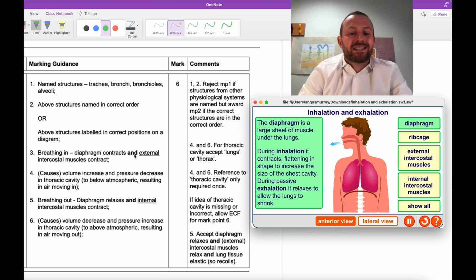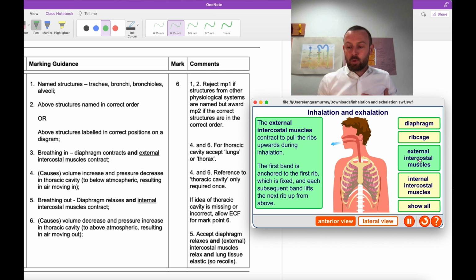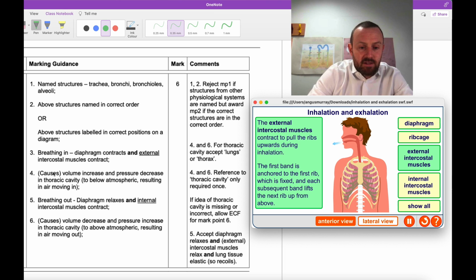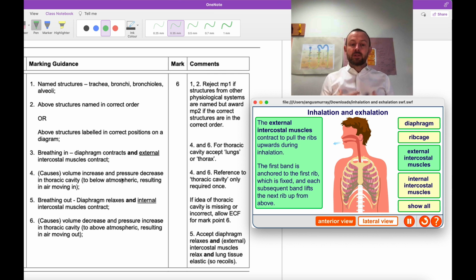So diaphragm contracts and the external intercostal muscles contract. The external intercostal muscles, I'll show you them here, are the ones that pull your ribcage up and out. So if you're really inhaling, you pull your ribcage upwards. That's your external intercostals. This causes the volume inside the thorax or inside the ribcage to increase and the pressure therefore decreases. So therefore air moves in from a higher pressure outside into the lungs. When you're breathing out, it's the opposite.